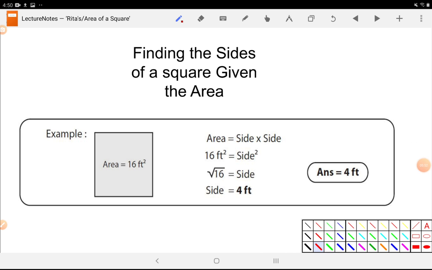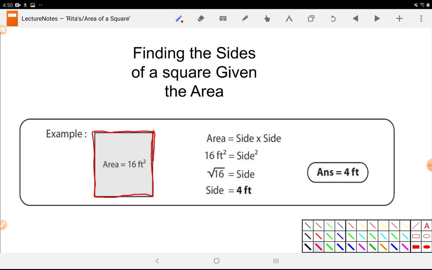Now the second set of problems will have this example up top. We need to find the sides of a square given the area. So basically, we are given a square and they told us that the area of this square is 16 square feet.